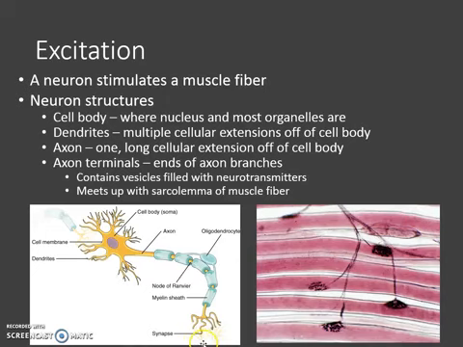Down in these axon terminals, you can kind of see it here actually. These are muscle fibers, these long red cylinders. And then these are the axon terminals. And inside the axon terminals, you have these little bubbles or structures called vesicles. And these vesicles contain neurotransmitters. And the neurotransmitter is how the signal from the neuron travels to the skeletal muscle fiber itself.